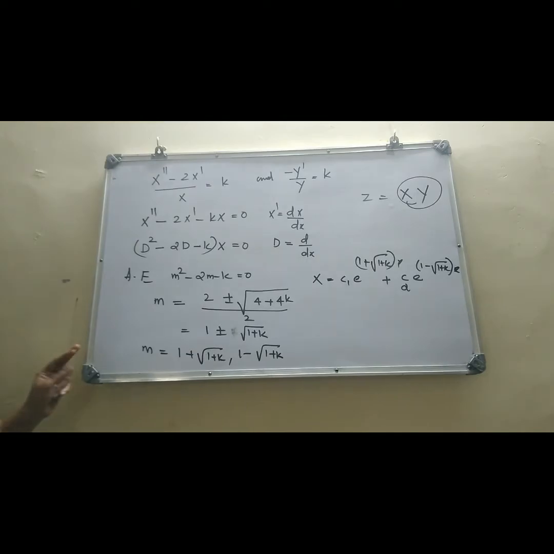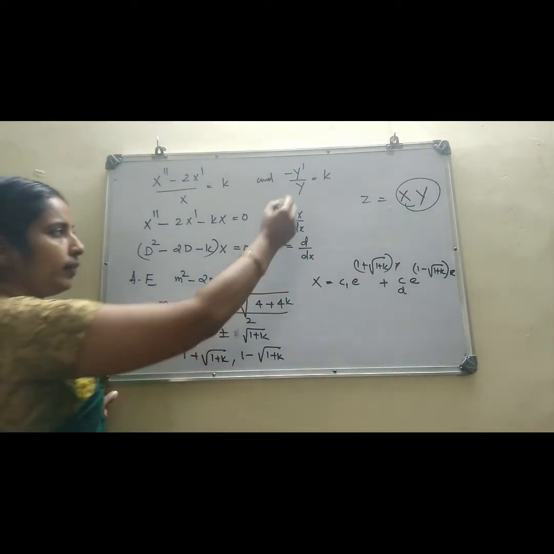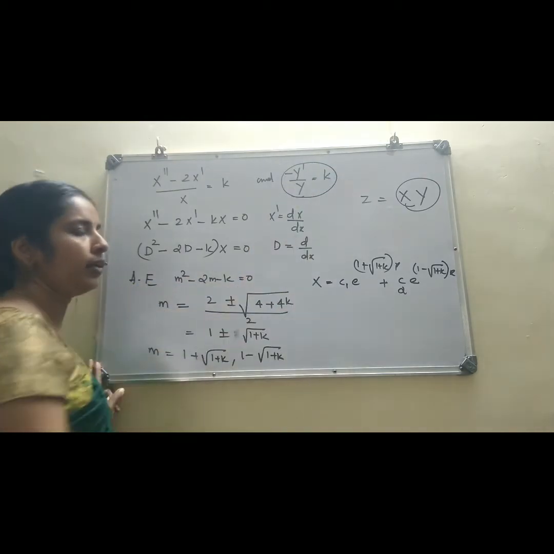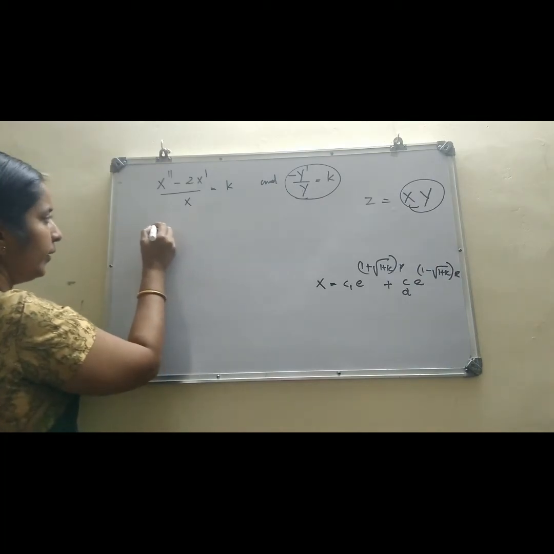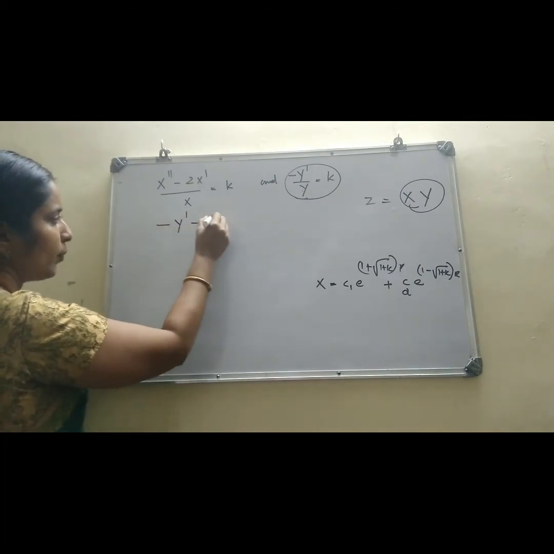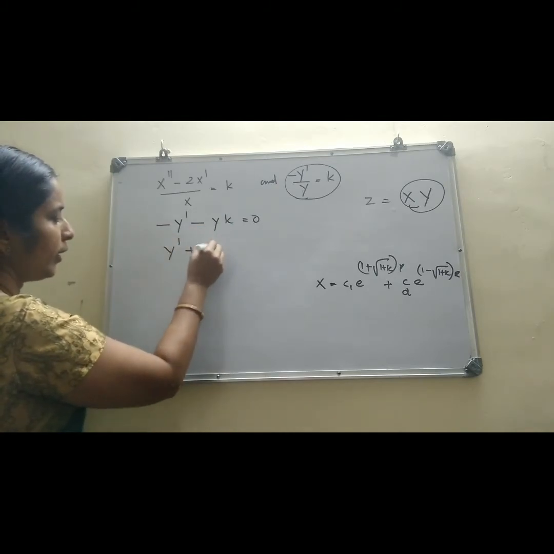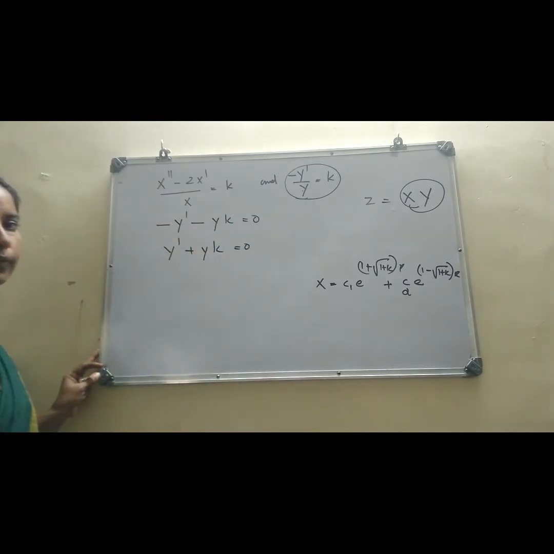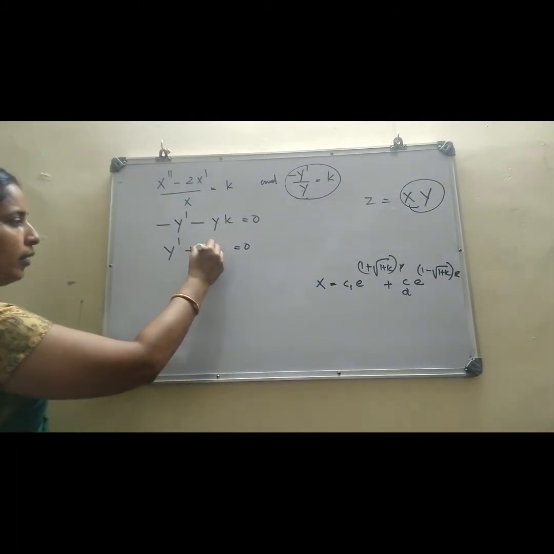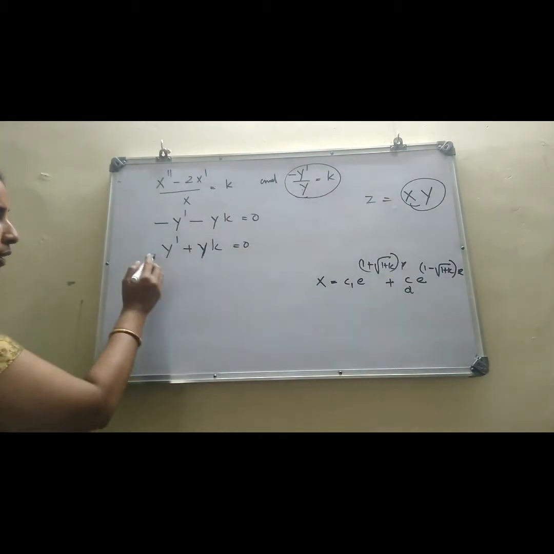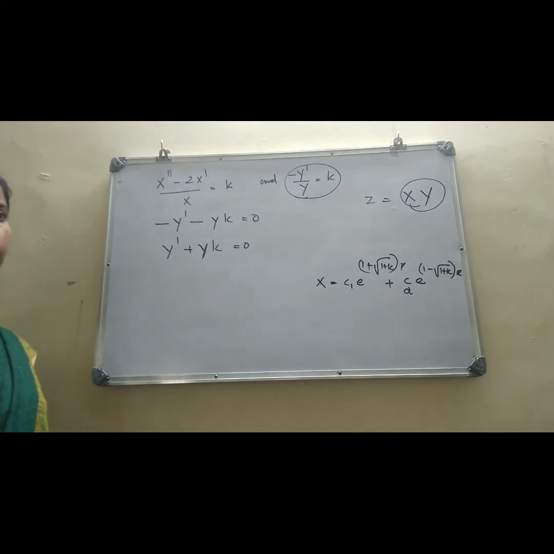So now we got the value of capital X. Similarly, by solving this differential equation, we will get capital Y. This differential equation can be written as minus y dash minus yk equal to 0. That is, y dash plus yk equal to 0. See, it is a differential equation with constant coefficients. Here the coefficients are 1 and k. Both are constant.